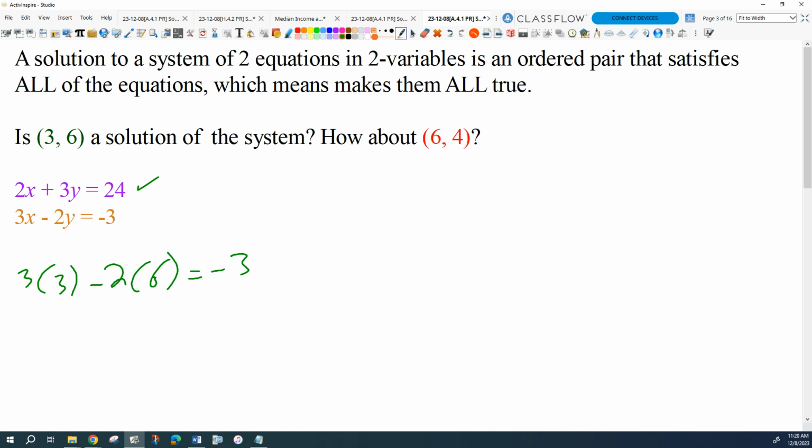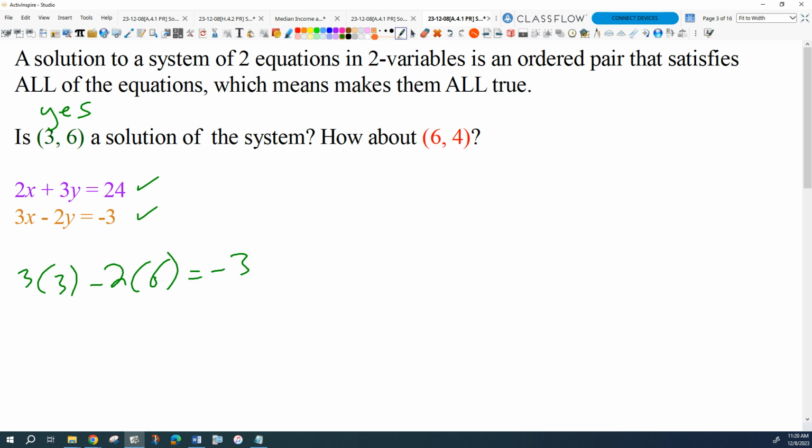Yeah, that's true, isn't it? Yep. So yeah, (3, 6) is a solution of the system because it's a solution of both lines in the system, okay?